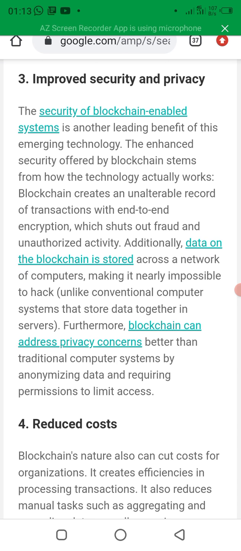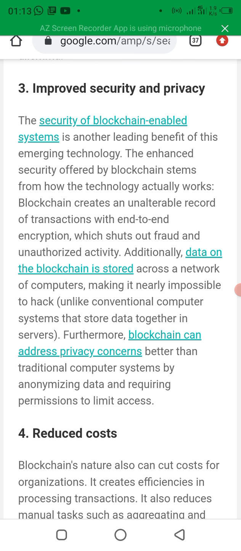The third one is improved security and privacy. Yes, I talked about the fact that blockchain technology is built on cryptography, as in encrypting the information, so there is information that is hidden, that you cannot see and cannot understand except the system itself. So it helps to keep things private.